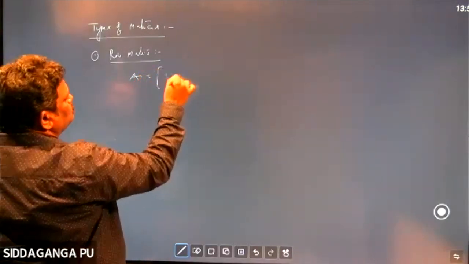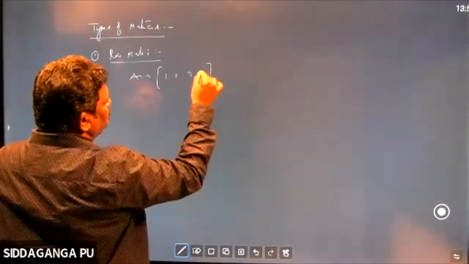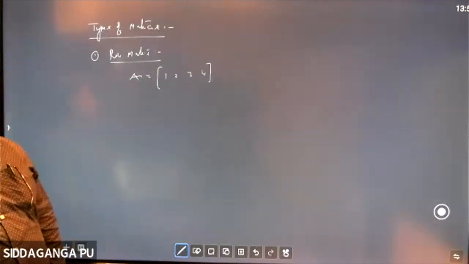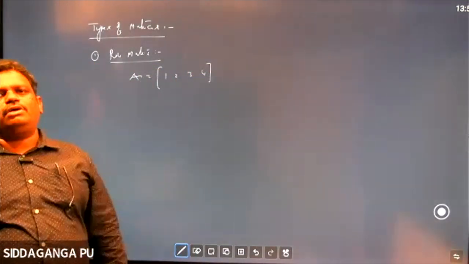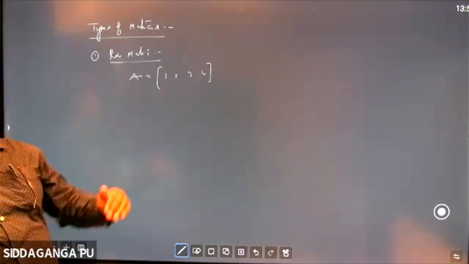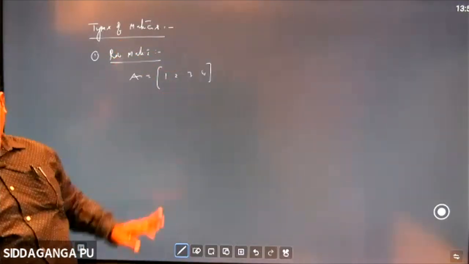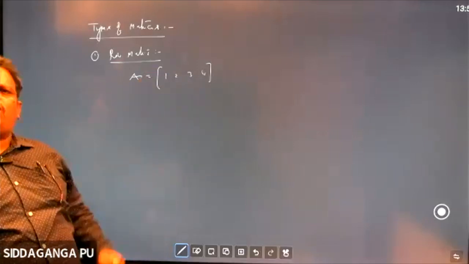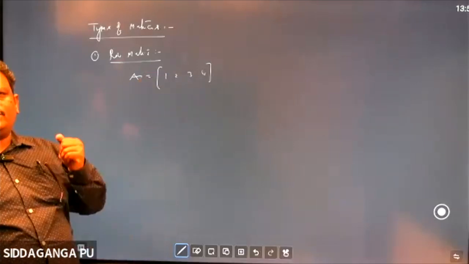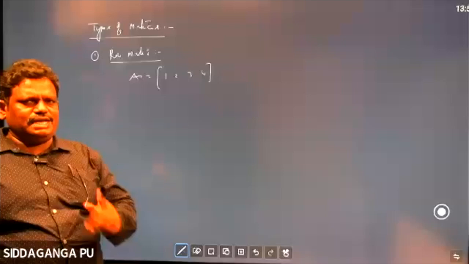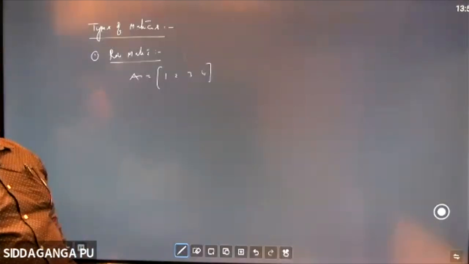So that's why we can take here A is equal to 1 2 3 4. Now this is the row matrix. So how to remember? Number of rows is counted from top to bottom. Only one row is there, so this is the row matrix. Columns can be many, no problem, but the matrix has only one row, so that matrix is said to be a row matrix.